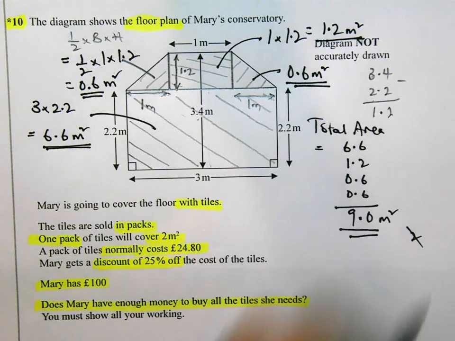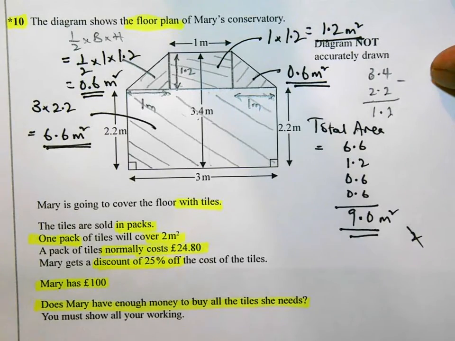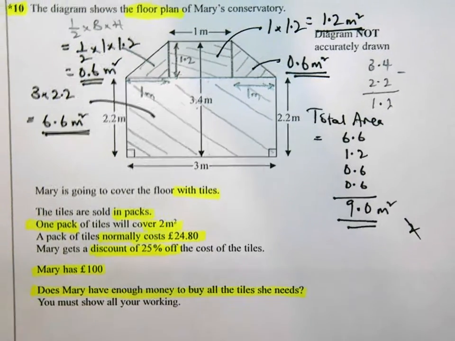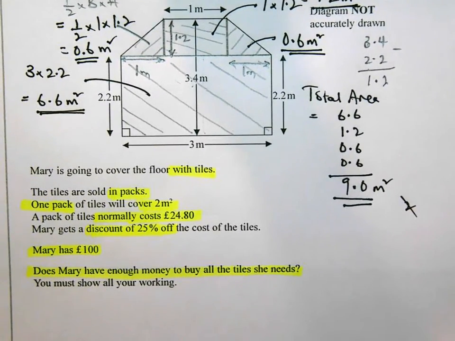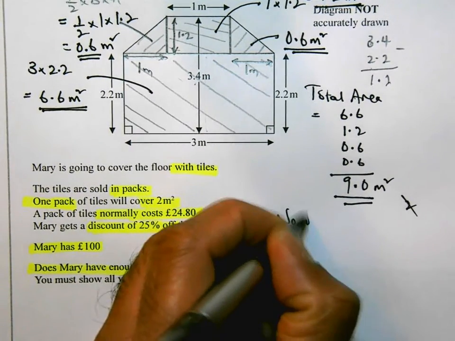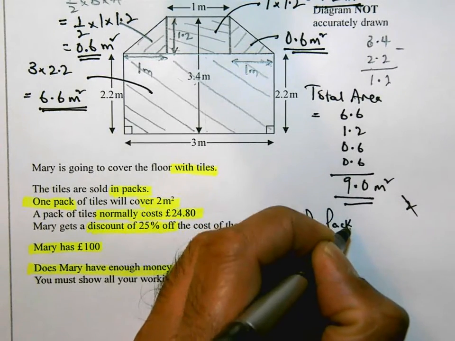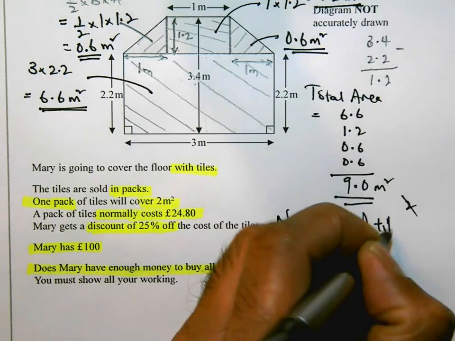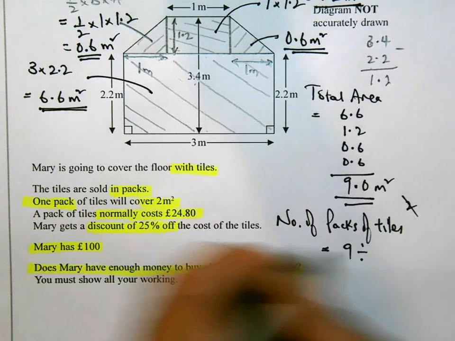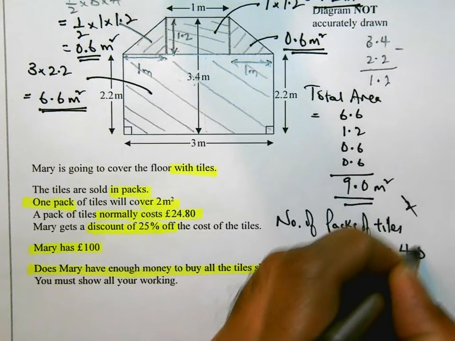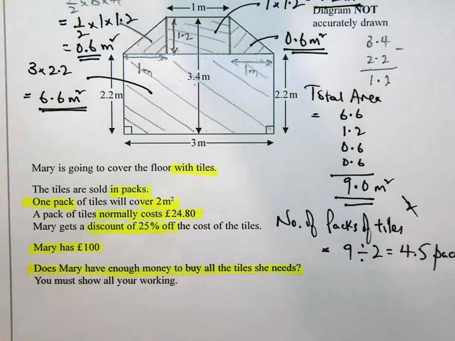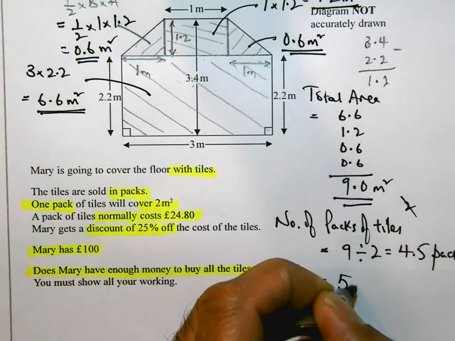Okay, I need to use that information to help me decide how many boxes of tiles or packets of tiles that she needs to buy. Now, one packet, according to the information that they've given us, covers 2 meters squared. So the number of packs of tiles is going to be 9, the area of the whole floor, divided by 2, and that's 4.5 packs. Now you can't go out and buy 4.5 packs, so that means she's going to have to buy 5 packs of tiles.